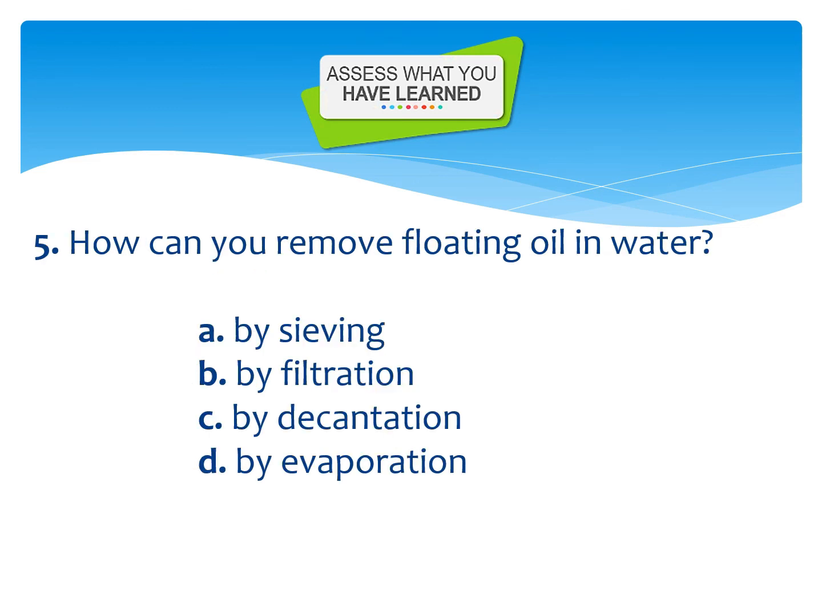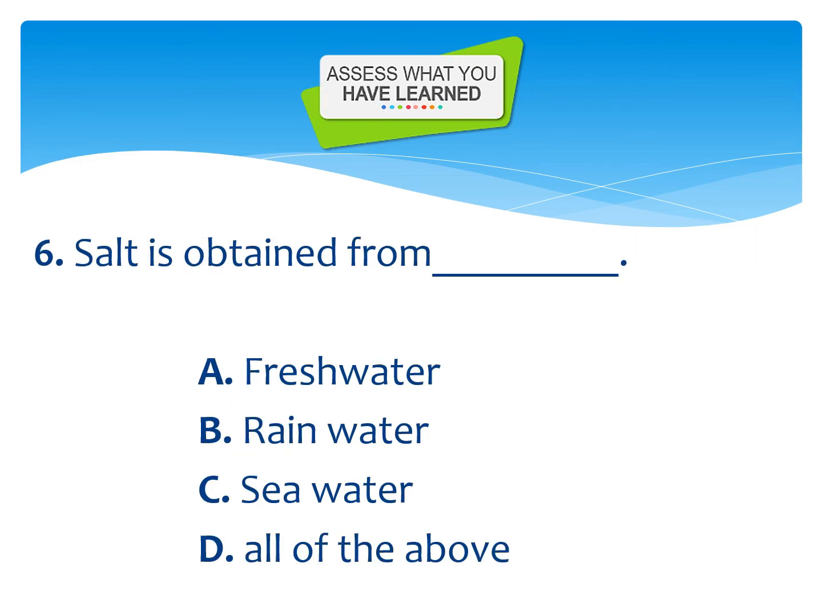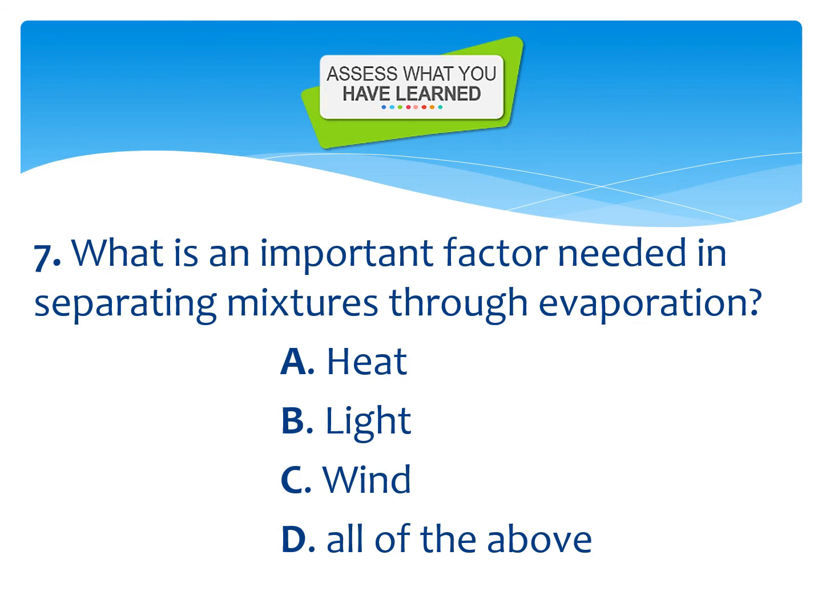Number 5. How can you remove floating oil in water? A. By sieving. B. By filtration. C. By decantation. D. By evaporation. Number 6. Salt is obtained from blank. A. Fresh water. B. Rain water. C. Sea water. D. All of the above. Number 7. What is an important factor needed in separating mixtures through evaporation? A. Heat. B. Light. C. Wind. D. All of the above.